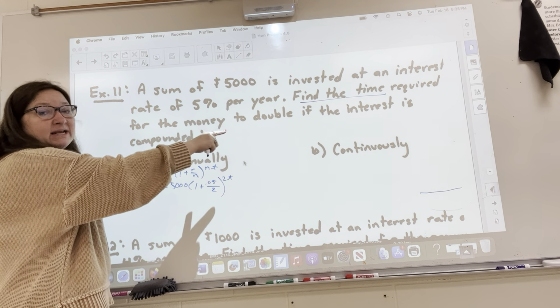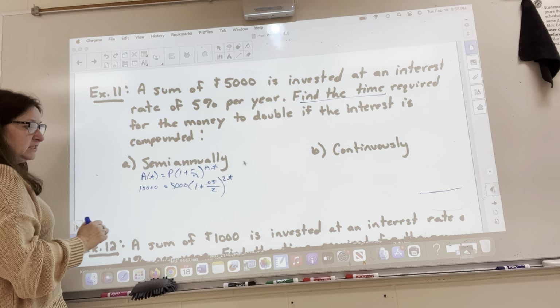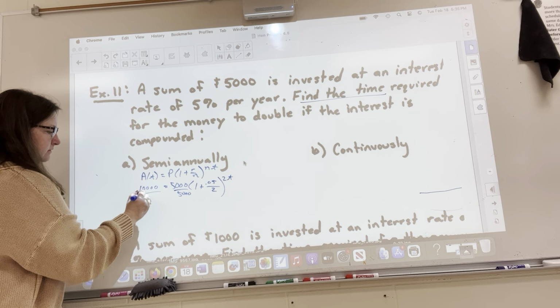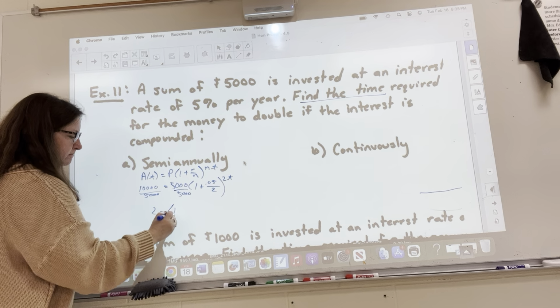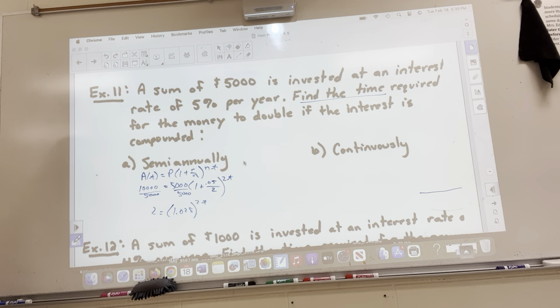We know the money we want to end up with. We want to end up with $10,000. So the first thing I'm going to do is divide the 5,000 over. And that's going to give me 2 equals, this makes 1.025 if I remember correctly. And we have an exponential problem. How do we solve it?